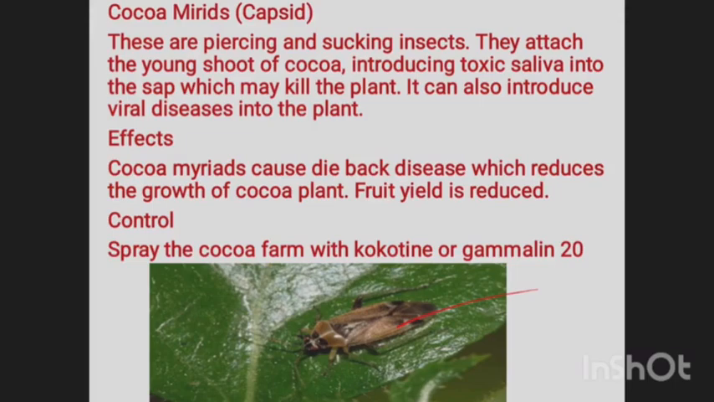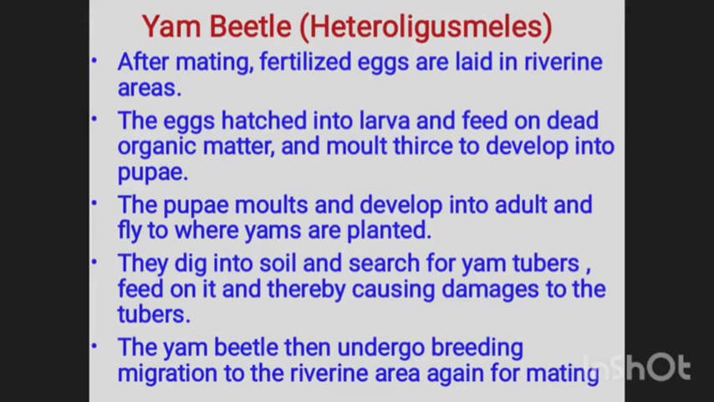What are the effects of cocoa mirids? They cause dieback disease, which reduces the growth of cocoa plants. They also reduce the fruit yield of the plants. How do we control the cocoa mirids? Spray the cocoa farm with cocotin or gamalin 20. These are ways you can control the cocoa mirids.